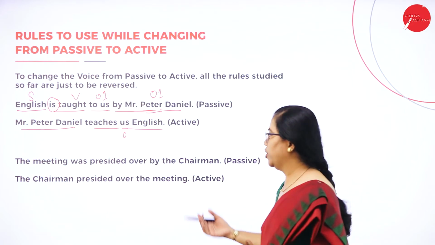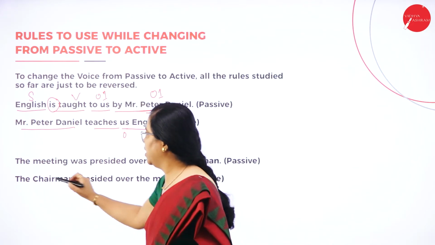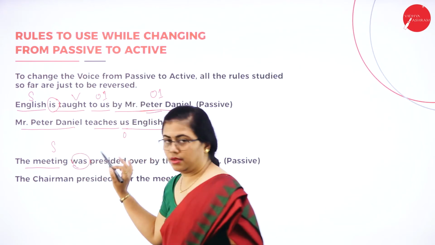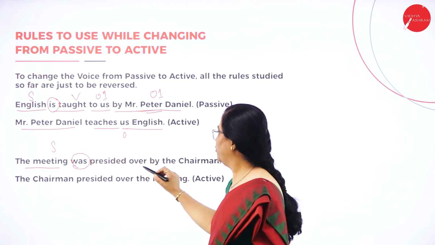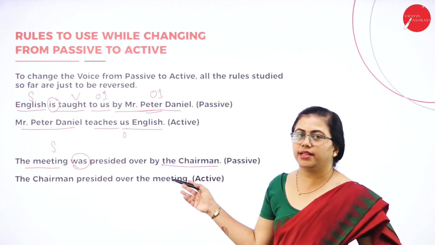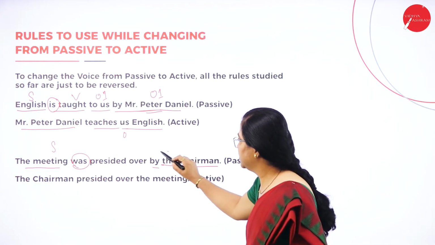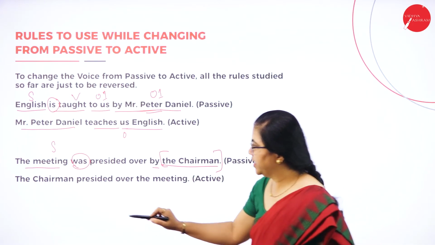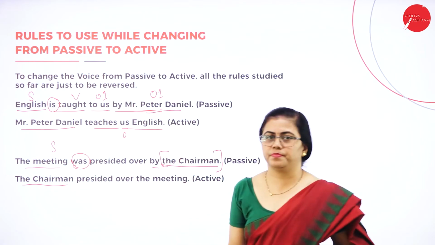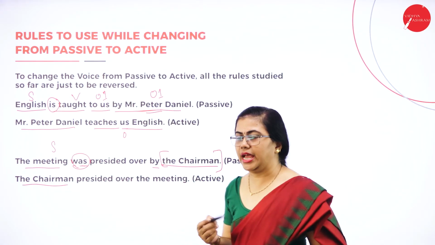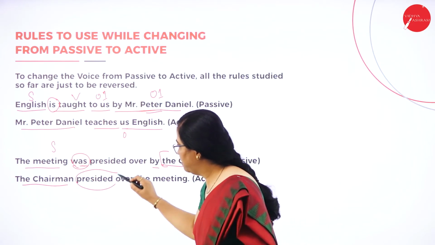Okay, so one more example, let us check over here. The meeting, which is the subject, was presided over by the chairman. Okay, so here the chairman only is conducting the meeting. After by, whatever is there will go to the subject. That is the chairman. That will go to the subject. Then since it is past tense, I have retained simple past.